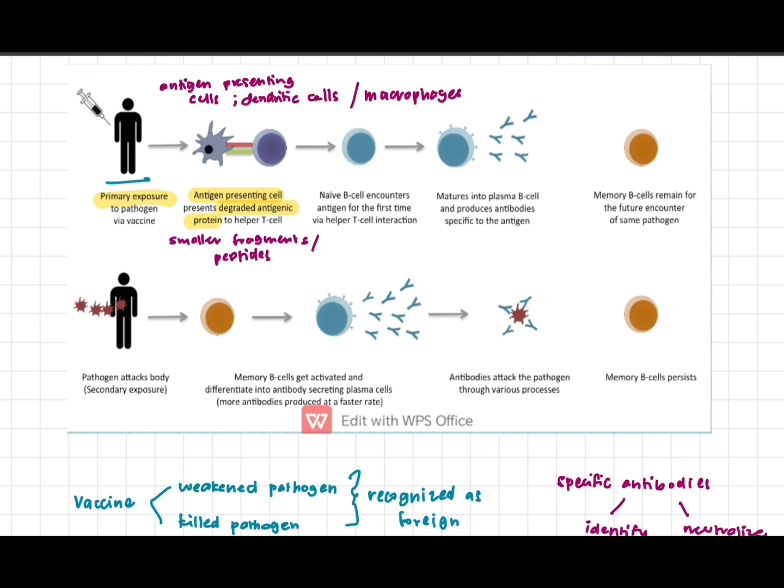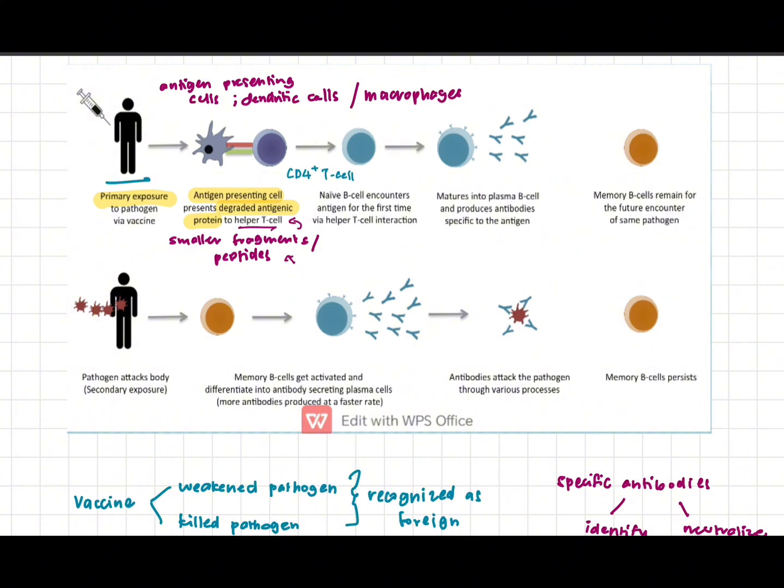Next, the APC will present the degraded antigenic protein to a specific type of helper T cells, also known as CD4 plus T cells. The T cell receptors on TH cells will recognize that antigen and bind to the surface of the APCs, which stimulates the response.